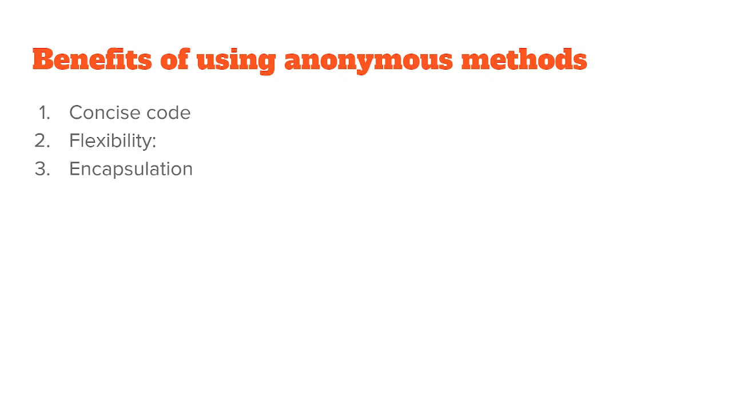Then, anonymous methods provide flexibility. For example, you can use them to write an event handler or callbacks, or to pass a function as an argument to another method. Then encapsulation. Anonymous methods are encapsulated, meaning they can only be accessed through the delegate objects. This makes them useful for writing code that is both modular and reusable.